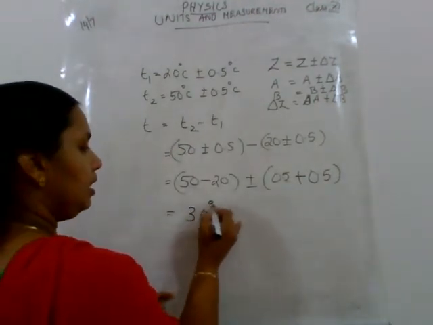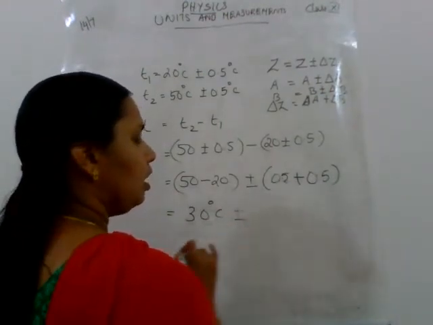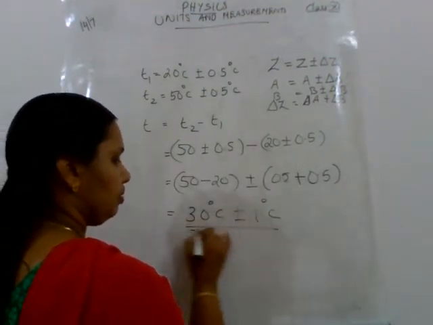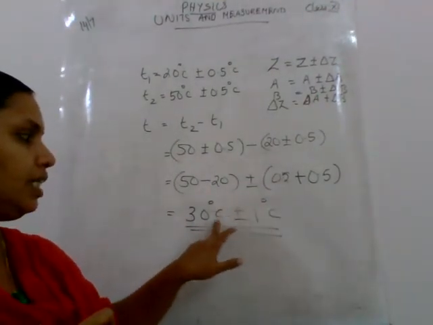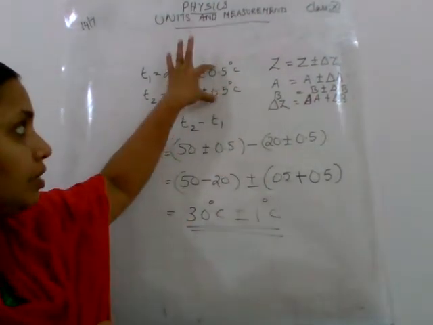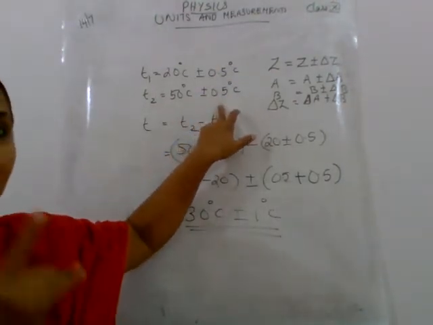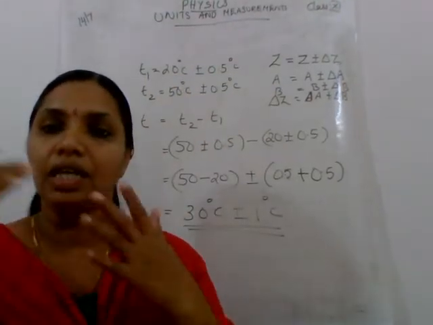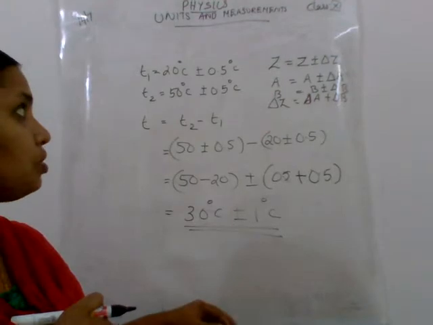So what is the final result? It is 30 degrees Celsius, since 50 minus 20 is 30, plus or minus how much? 0.5 plus 0.5, it is 1 degree Celsius. So the difference in temperature with the error is 30 degrees Celsius plus or minus 1 degree Celsius. Okay, that is, errors we are adding. Don't subtract these errors, that is wrong. The resultant error will be the sum, isn't it? In both measurements there is an error, so in the resultant, the sum of those errors will come. Okay, so that is the question.